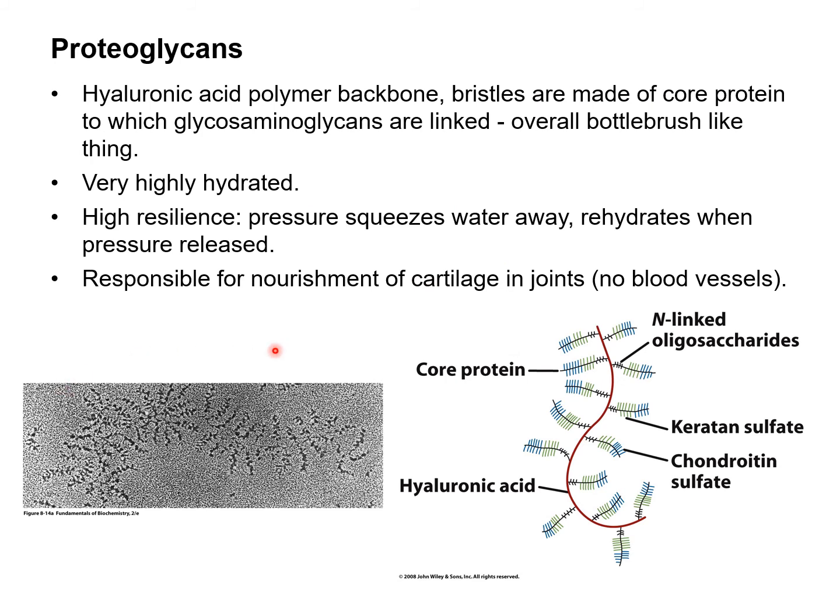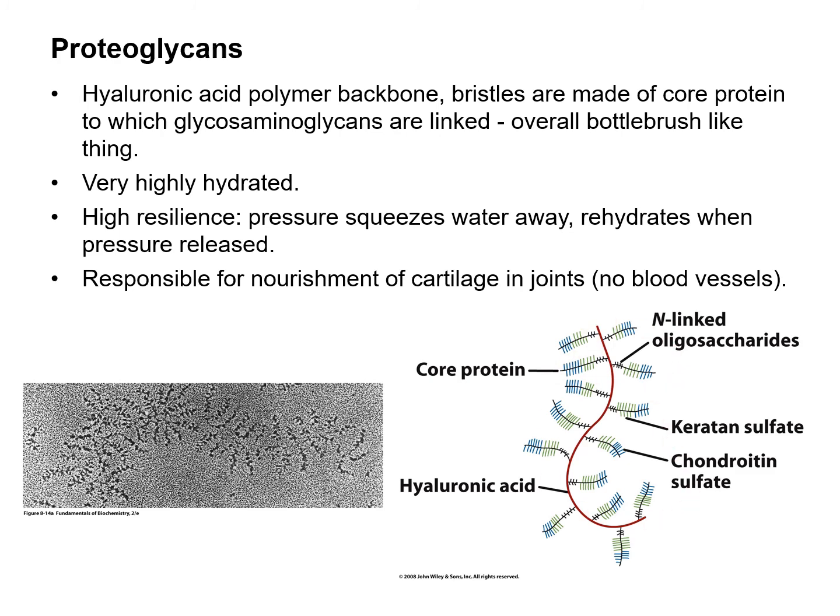Again, the proteoglycans make this interesting higher order structure. And when you look at this structure more closely, there is a hyaluronic acid polymer backbone that goes through, making this kind of string. And also there are bristles, which basically consist of the core protein, as well as the glycosaminoglycans that are linked to those core proteins. So overall, it looks like a bottle brush.